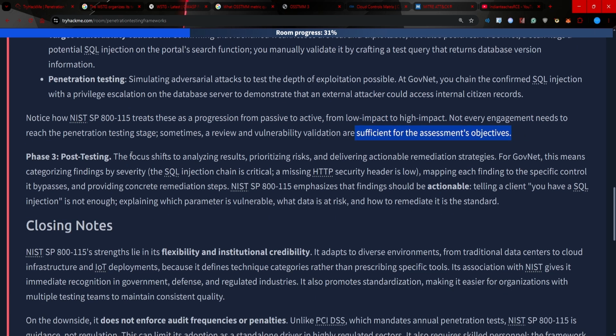Phase 3, post-testing. The focus shifts to analyzing results, prioritizing risk, and delivering actionable remediation strategies. For GovNet, this means categorizing findings by severity. The SQL injection chain is critical. The missing HTTP security header is low, of course. It also means mapping each finding to the specific control it bypasses and providing concrete remediation steps. NIST emphasizes that findings should be actionable. Telling the client you have SQL injection is not enough. Explaining which parameter is vulnerable, what data is at risk, and how to remediate it is standard. Obviously, this is expected in every single penetration test.